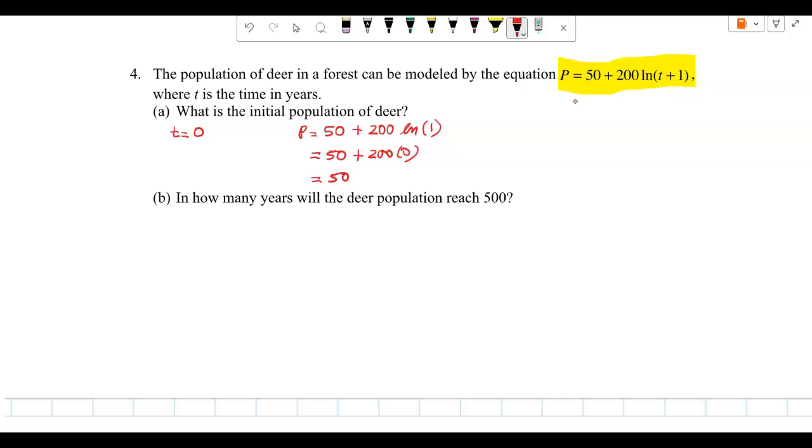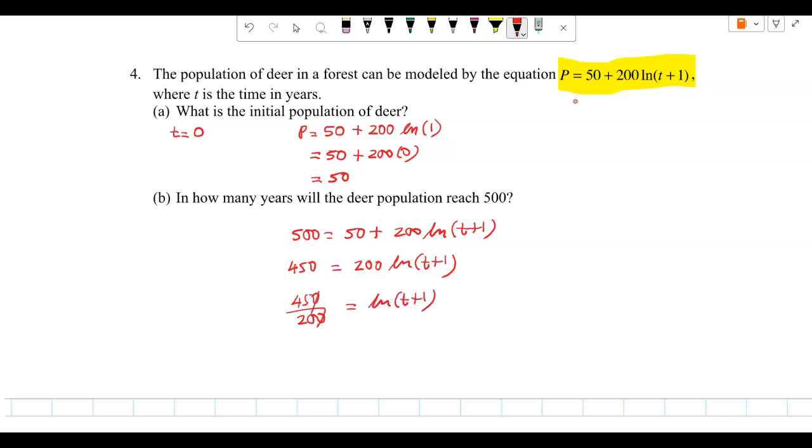Now the population is 500. So 500 is equal to 50 plus 200 ln(t plus 1). Minus the 50 on that side, so 450 is equal to 200 ln(t plus 1). Then divide by 200, and 450 over 200 is 2.25, which is equal to ln(t plus 1).